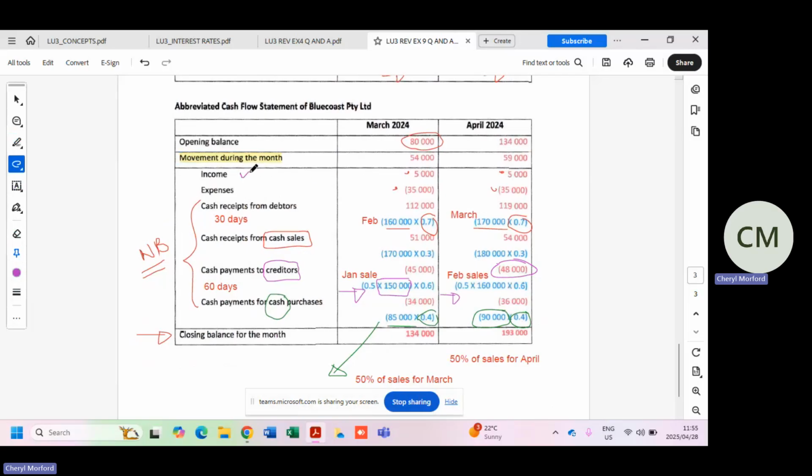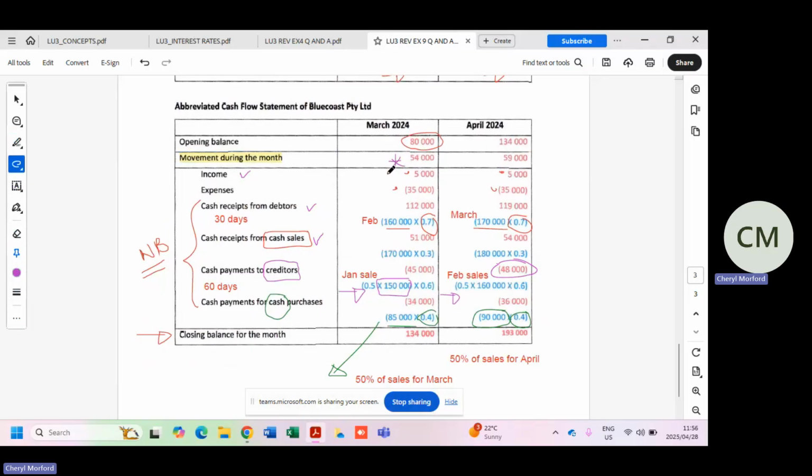I will add that. The cash receipts from debtors, I will add. Cash receipts from cash sales will add. Then what's going to happen? My expenses, I will subtract the 35,000. Then my cash payments to creditors, I'll subtract, as I will with the cash payments for cash purchases. So you add and subtract all of the relevant amounts, and that will give me the overall change during the month of a positive 54,000.